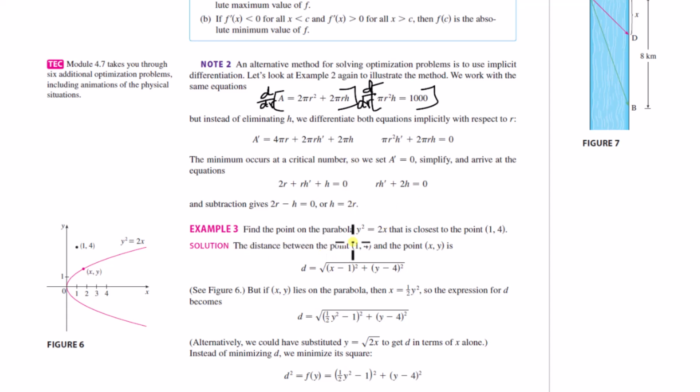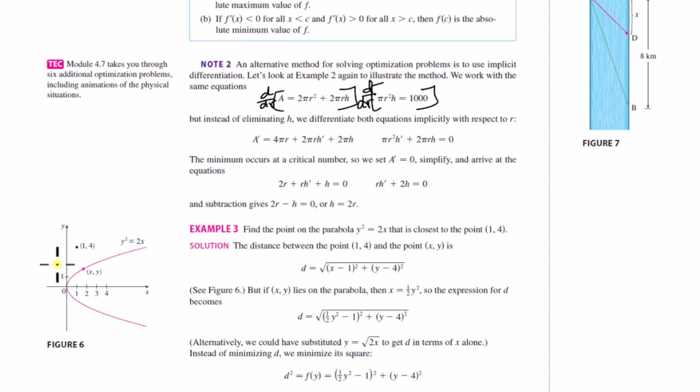All right, example three. Find the point on the parabola y squared equals 2x that is closest to the point (1, 4). So here's the sideways parabola y squared equals 2x. Here's the point (1, 4). What point on the parabola is closest to (1, 4), to this point?